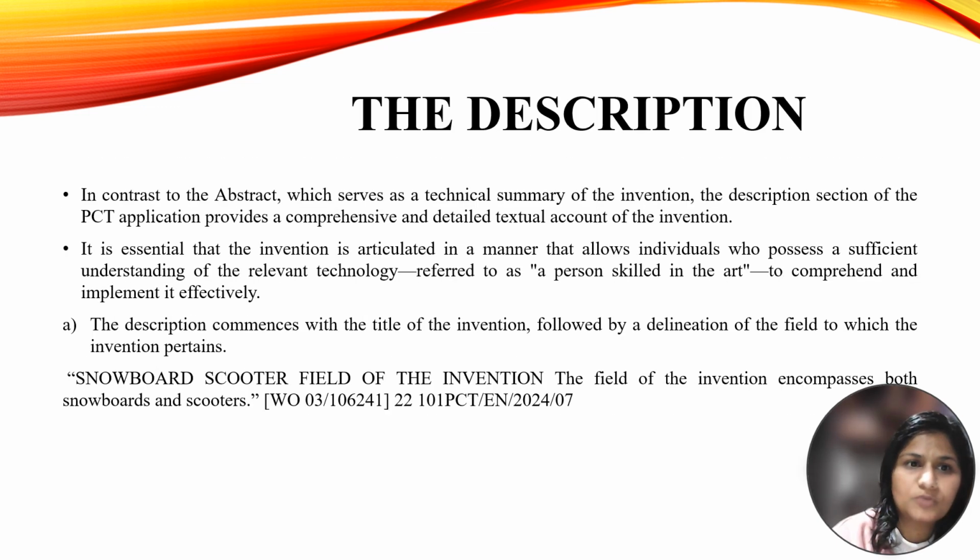Then comes the description part. In contrast to the abstract, which serves as a technical summary of the invention, the description section of the PCT application provides a comprehensive and detailed textual account of the invention. It is essential that the invention is articulated in a manner that allows individuals who possess a sufficient understanding of the relevant technology, referred to as a person skilled in the art, to comprehend and implement it effectively.